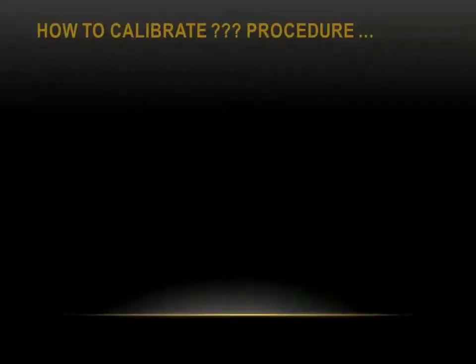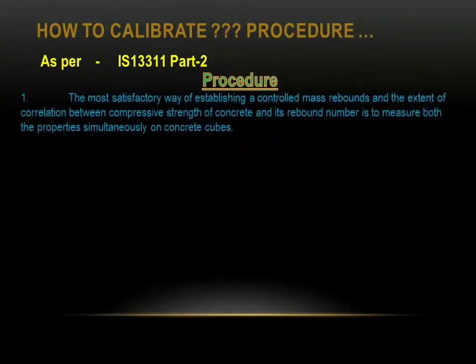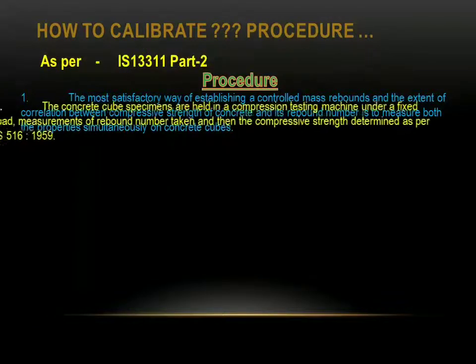How to calibrate? What is the procedure for the rebound hammer? Before using, we have to calibrate the instrument and we have to follow certain procedures as per IS 13311 Part 2. The most satisfactory way to establish a controlled mass rebound and the extent of correlation between compressive strength of concrete and its rebound number is to measure both the properties simultaneously on concrete cubes.